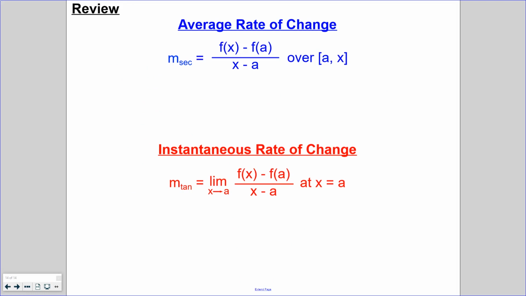All right, so let's just do a quick review of the two types of rate of change we have. So first off, we have the average rate of change, which is the slope of the secant line. And we use our standard slope formula, f of x minus f of a all over x minus a. And we find this average rate of change over the interval a to x. Now, for the instantaneous rate of change, we want to find the slope of the tangent line, which means we take the limit of the average rate of change formula, and we take the limit at the specific instance we are looking for the rate of change. All right, folks, and there you have it, instantaneous rate of change.